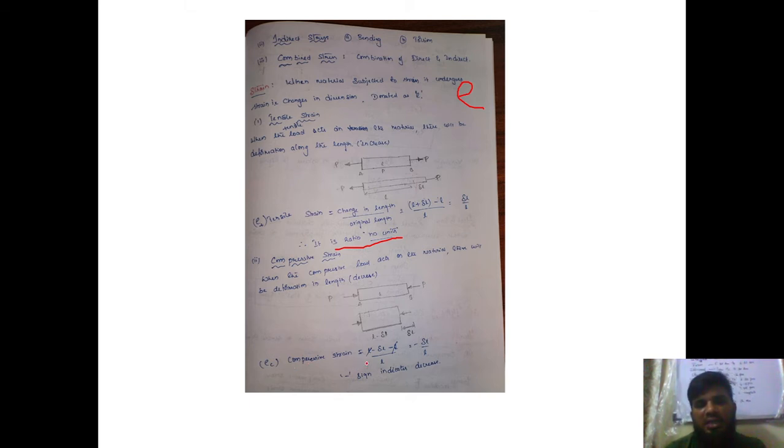Since it is a decrease, if you try to calculate the strain using the formula, compressive strain is nothing but change in dimension by original dimension. That is L2 minus L1 by L1. L2 is now decreased. By what amount has it decreased? By delta L. So the length after the application of load is L minus delta L. Why L minus delta L? Because its length has been decreased.